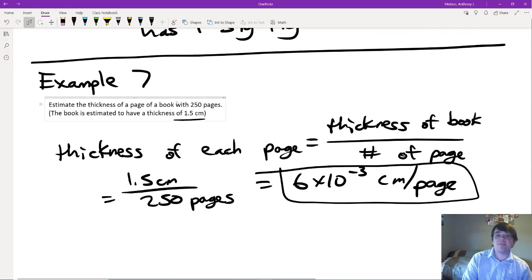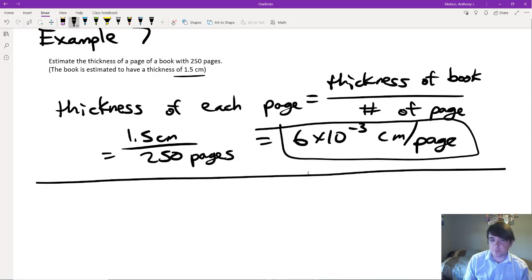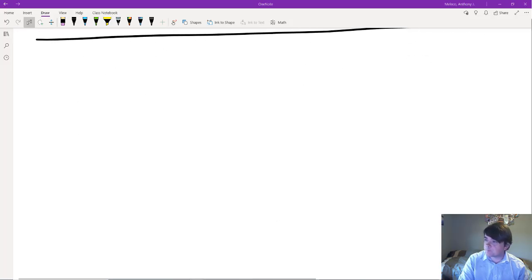If you didn't have this estimation, it would be really hard to actually measure 6 times 10 to the minus 3. That's a pretty small value. But you can always estimate something like that, right? If you know the thickness of the book and the number of pages. That may not be the actual value, but it's something.